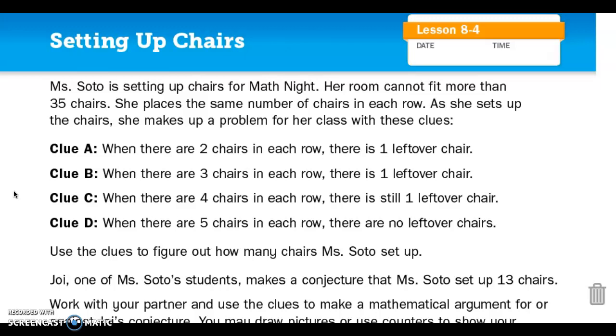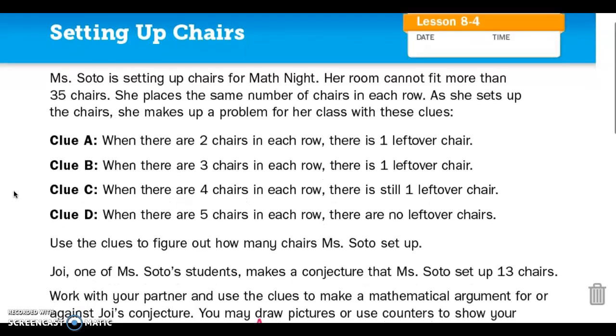Okay, it says Miss Soto is setting up chairs for math night. Her room cannot fit more than 35 chairs. She places the same number of chairs in each row. As she sets up the chairs, she makes up a problem for her class with these clues.